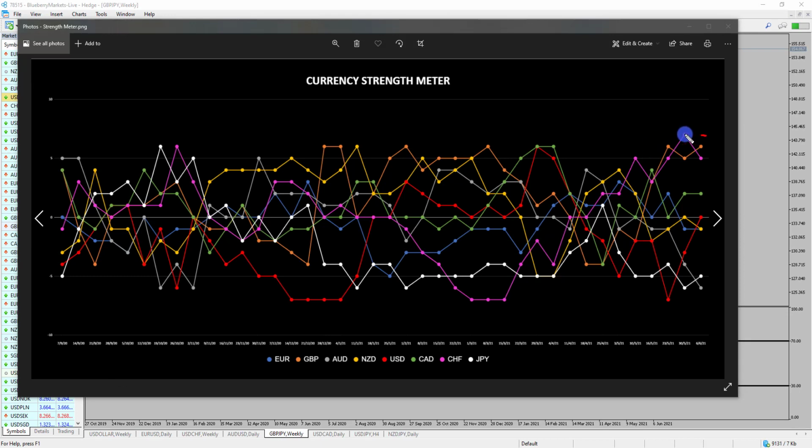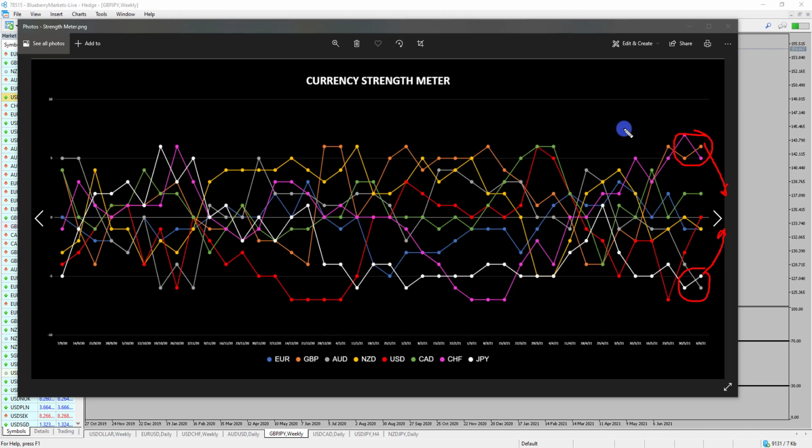If I just bring in the strength meter and we just have a quick look at what I'm talking about there, you can see that pound is the orange line and it's near the top of the strength meter and the yen is at the bottom. So typically when these diverge or start to diverge, then we'd get a reversal in the trend.